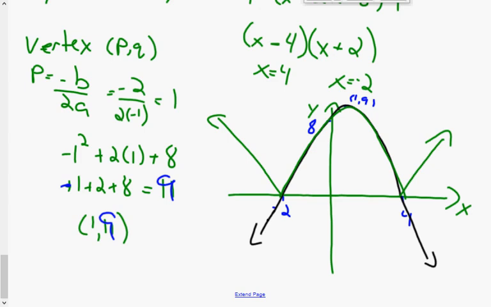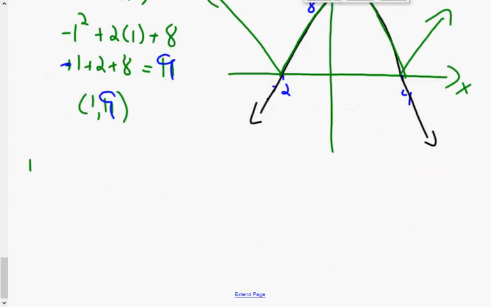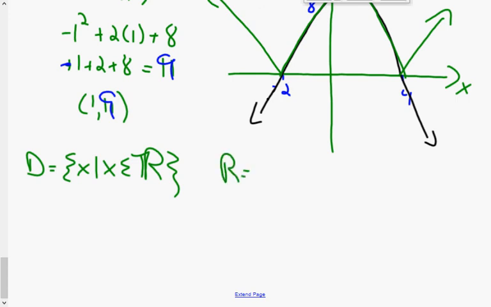Okay? Spiky. So questions, concerns about this? Okay, these just take a little bit of practice. Now, domain and range. That doesn't change, and neither does my range. Y's got to be greater than or equal to 0.